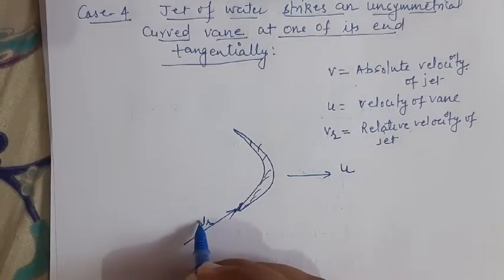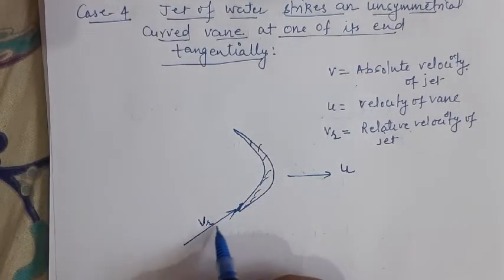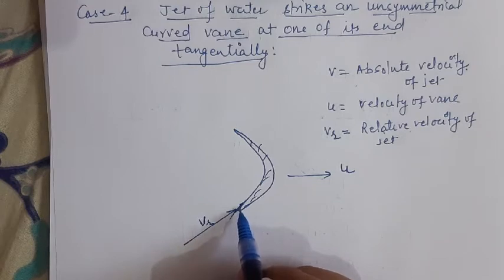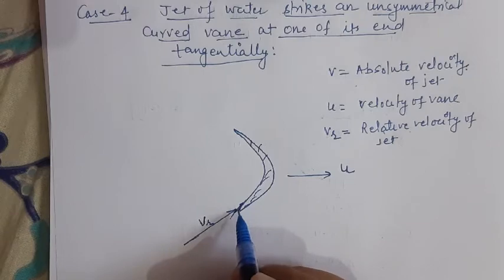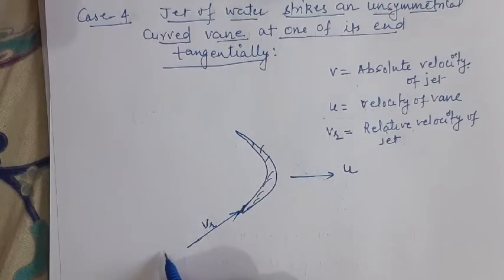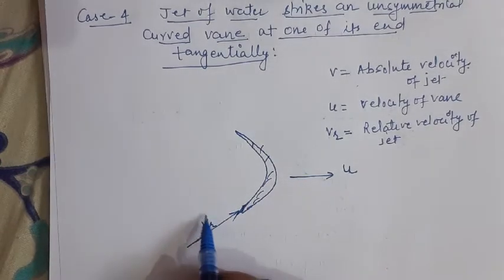Please note this point, a very, very important point: the relative velocity must be tangential to the vane. For shockless entry, this relative velocity with which the jet enters the vane must be tangential to the vane. Otherwise, if this vr is not tangential to the vane, then there will be some shock on the vane. I am again repeating: the blade is moving with absolute velocity u, the jet is issuing out with absolute velocity v, but the jet will enter the vane with some relative velocity vr because the blade is moving. And this vr must always be tangential to the vane for shockless entry.